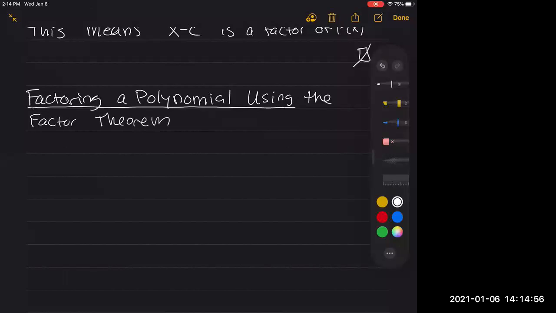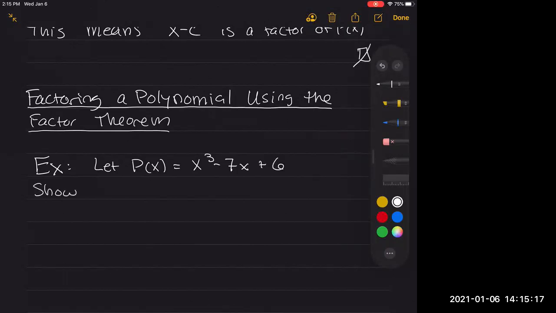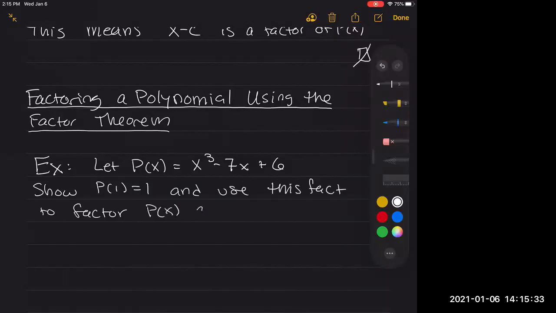All right, so now we're going to apply this theorem that we just learned about. And we're going to illustrate how to do this with an example. So if we let our polynomial be x cubed minus 7x plus 6, and we want to show that p of 1 equals 0, and use this fact, factor p of x completely.